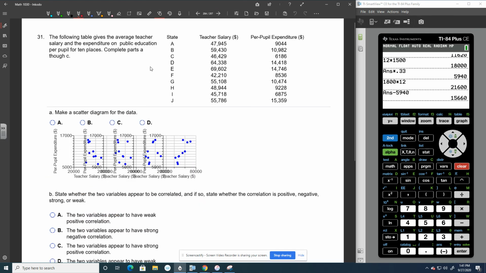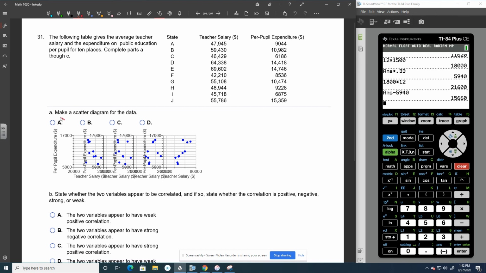Okay, 31. Here's a table that gives the average teacher's salary and the expenditure on public education per pupil for 10 places. Complete parts A through C. So it wants us to make a scatter plot. And as you look at these, remember, a scatter plot is one data point for each of these options. And all you have to do is match the data points to the diagram, which is hard to do when they're laying on top of each other.